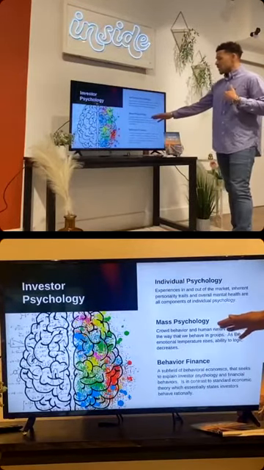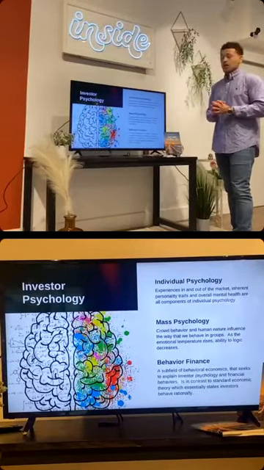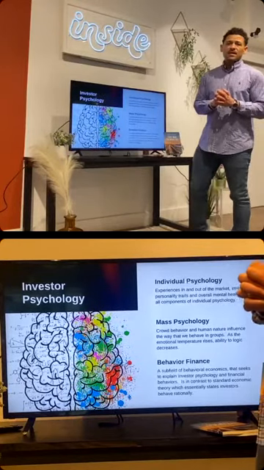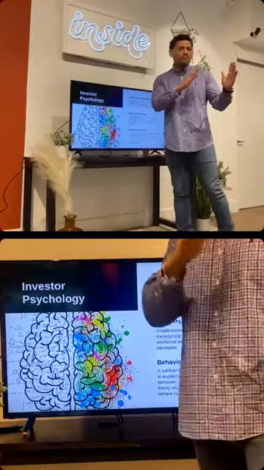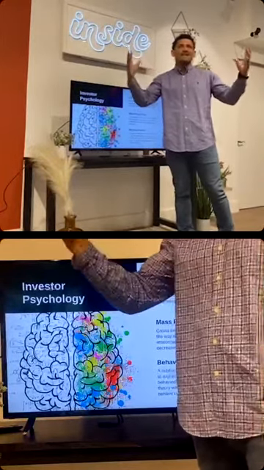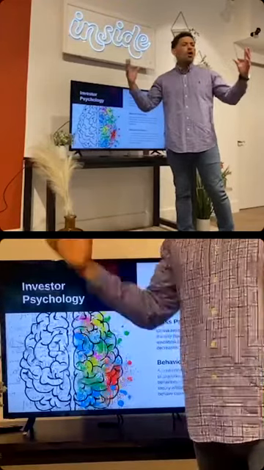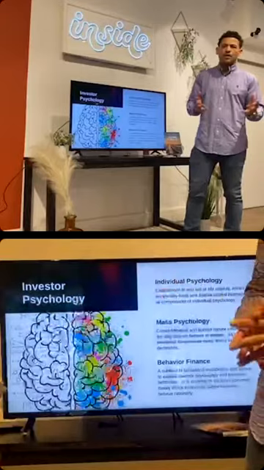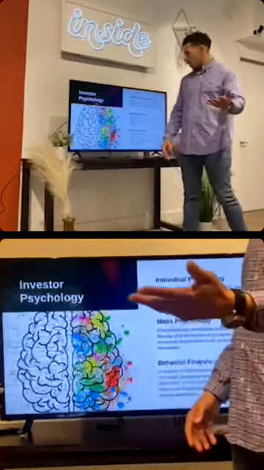Mass psychology refers to crowd behavior. So technical analysis is basically, you're taking price action and you're analyzing it, but you're also looking at psychologically what are all the participants thinking about this stock or this cryptocurrency, this commodity or this bond.